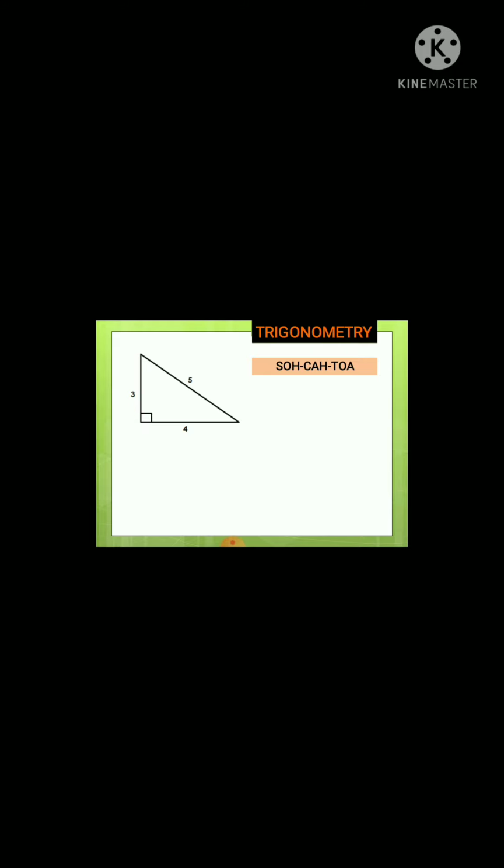So for example, we're gonna find sine theta. Since sine equals opposite over hypotenuse, sine equals 3/5. Cosine theta equals adjacent over hypotenuse, so 4/5. While tangent theta equals opposite over adjacent, so opposite 3/4.